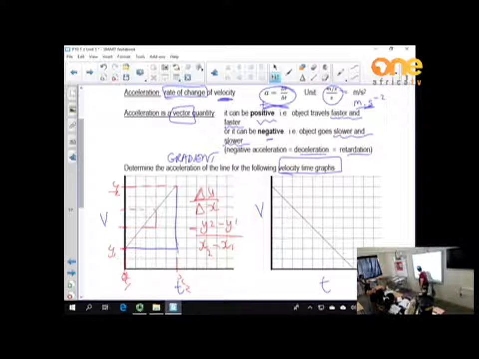All right. And if we divide a meter per second by a second, our unit is a meter per second squared, which is the unit for acceleration. So the gradient of a velocity time graph gives me acceleration. Now this one, the acceleration is positive because here the y2 is bigger than y1 and x2 is bigger than x1.